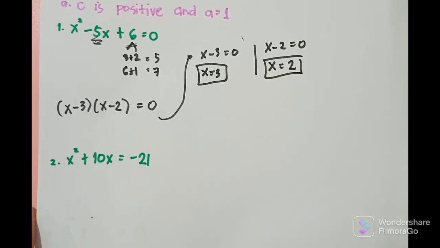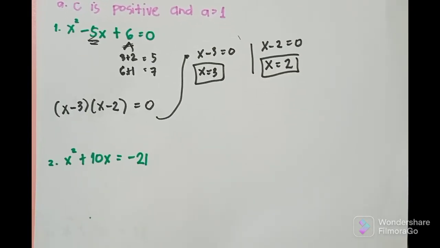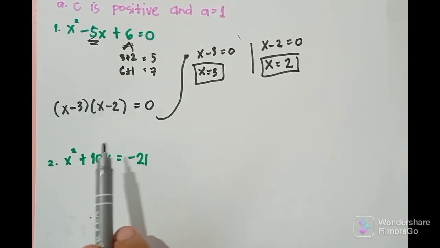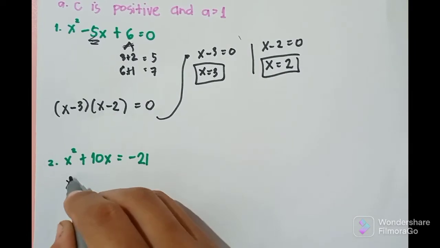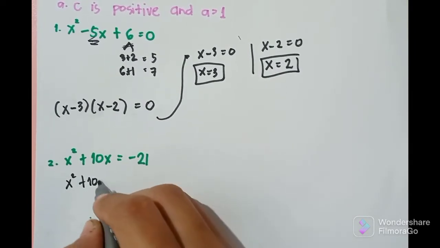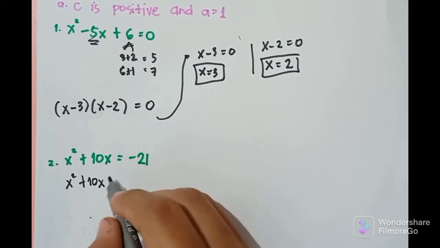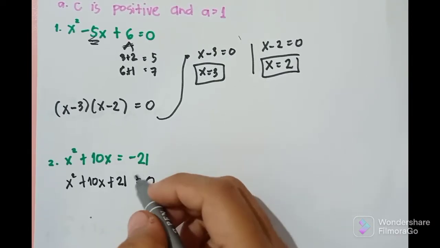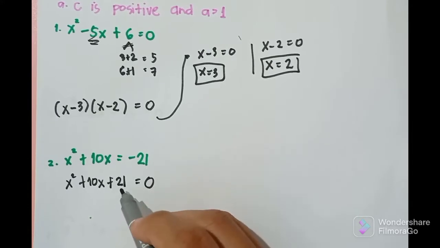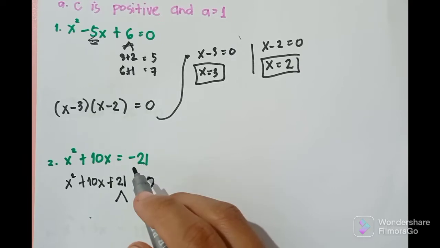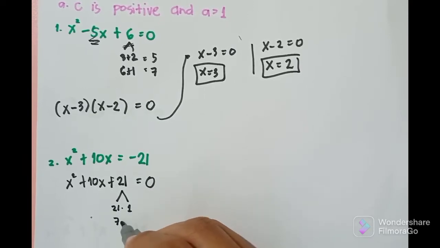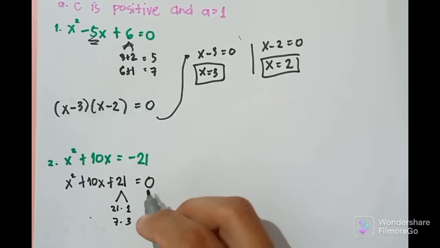So, ang una natin gagawin is, lalagay muna natin siya into its standard form. So, gagawin lang naman natin itong si negative 21, ililipat natin sa kabila. So, magiging x squared plus 10x. So, si negative 21, pag nilipat, magiging positive 21 is equal to 0. So, ano ulit gagawin? So, hanapin natin yung factor si c. Ito ni 21. Okay? So, ano bang factor si 21? So, unahin na natin si 21 times 1, 7 times 3. Meron pa bang iba? So, I think wala na.